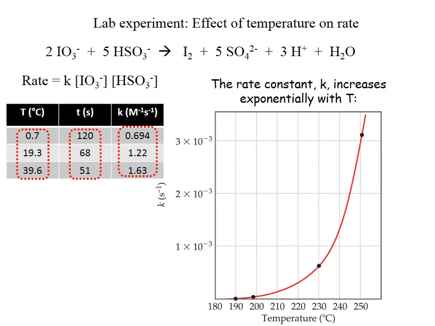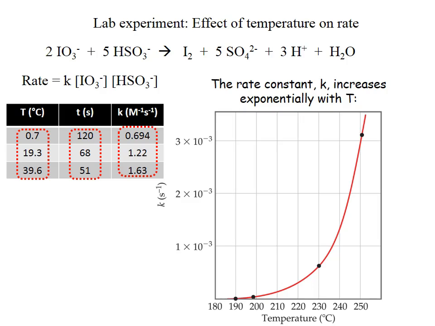This is a graph from your book that shows rate constant along y as a function of temperature along x. And you can see that the rate constant, k, is exponentially related to the temperature. So as the temperature goes up, the rate constant goes dramatically up in an exponential fashion. So we're going to talk about that a little bit.